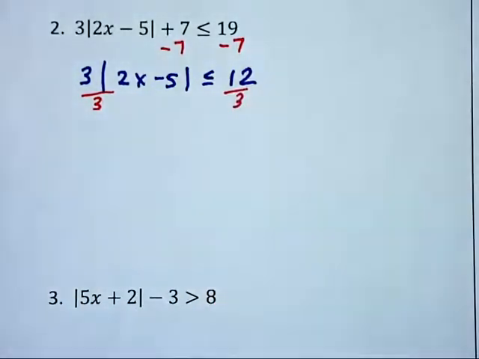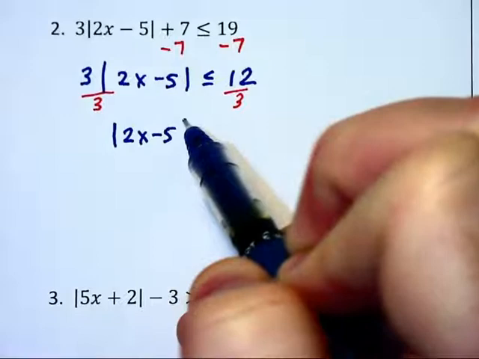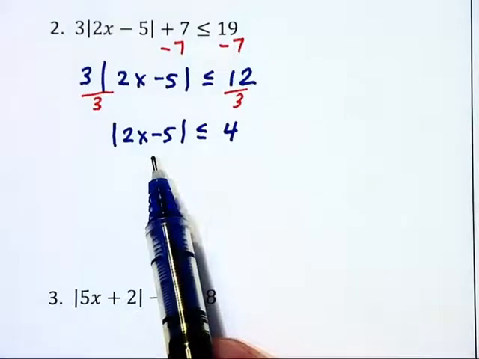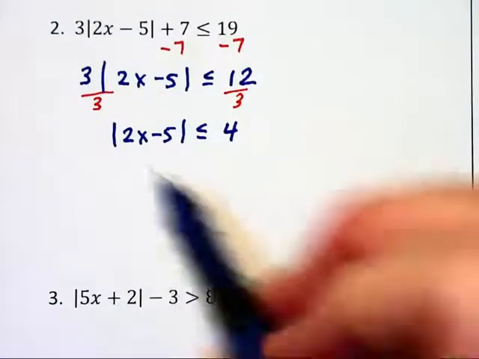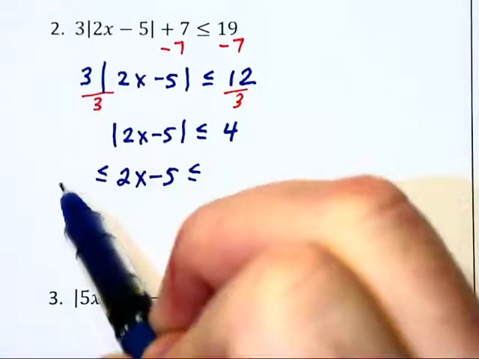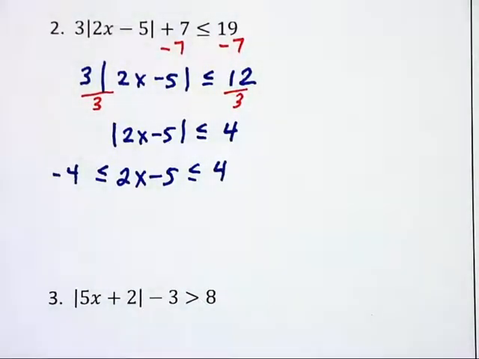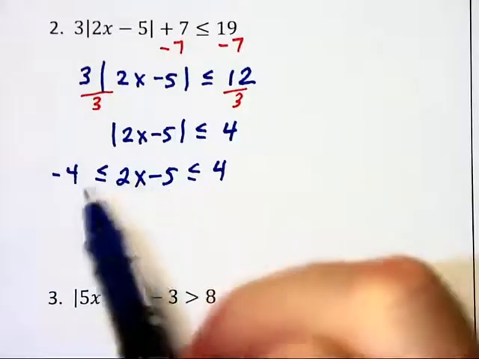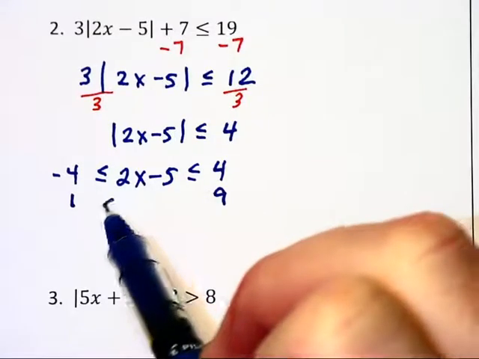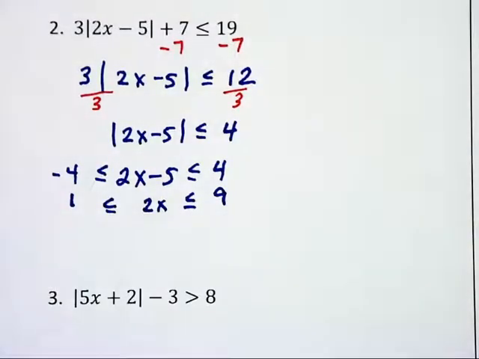So in this case, we're going to divide each side by 3 to have the absolute value of 2x minus 5 now is less than or equal to 4. Now we've isolated the absolute value. We have a less than or equal to sign, so we can say 2x minus 5 is between negative 4 and positive 4 inclusive. Now all we need to do is solve this inequality, add 5 to the left to get 1, add 5 to the right to get 9, and we have 2x is between those two values with equal to's on our inequality.